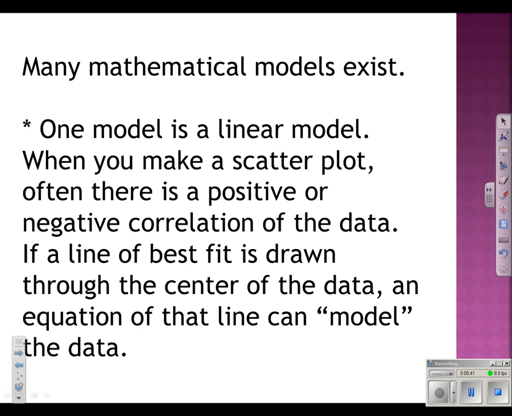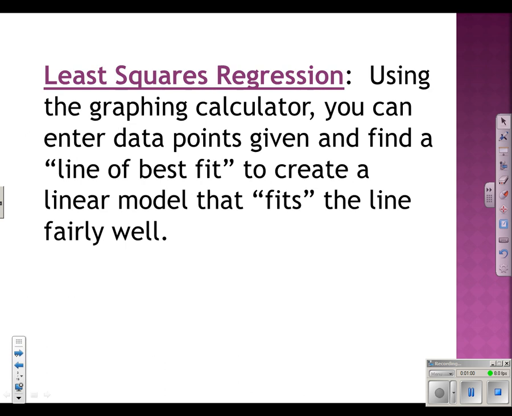If you have that kind of a correlation, a line of best fit can be drawn through the center of the data, and an equation of that line can model the data. That helps us make predictions or figure out different data that doesn't appear in the graph and so on. The tricky part about that is if you have a lot of data, it's very time consuming.